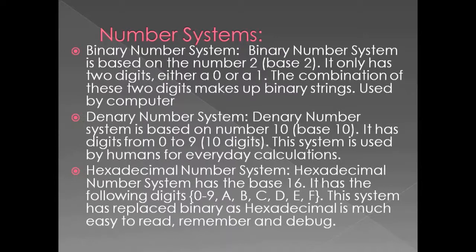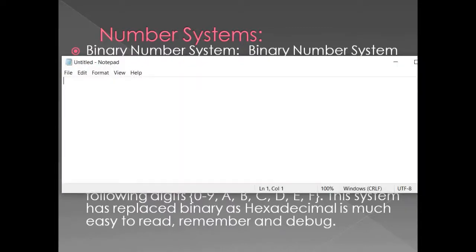This system has replaced binary because hexadecimal is much easier to read, remember and debug as well as write. See, 0 1 1 0 0 0 1, something like this is very difficult to remember, read and write correctly without error, whereas 3AF is easier to remember, easier to read, and easier to write and debug. If I have mistakenly written this instead of 3AF, then it is easier to locate and correct, whereas if I've mistakenly done this, then it is very difficult to find the error along this binary string.